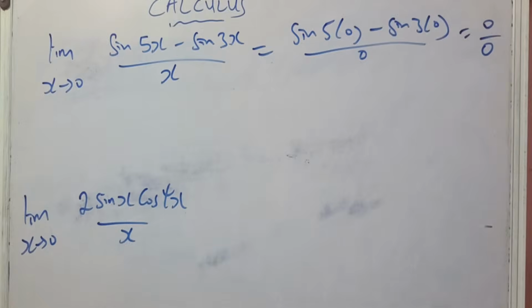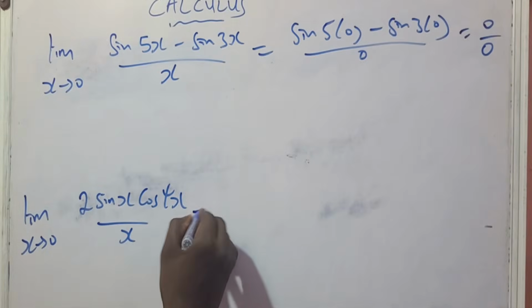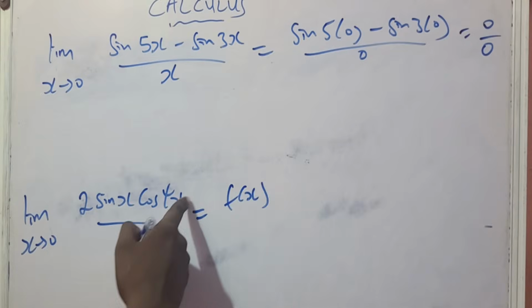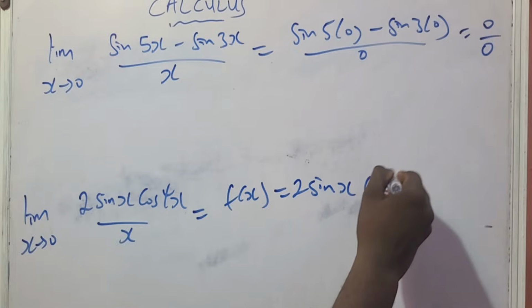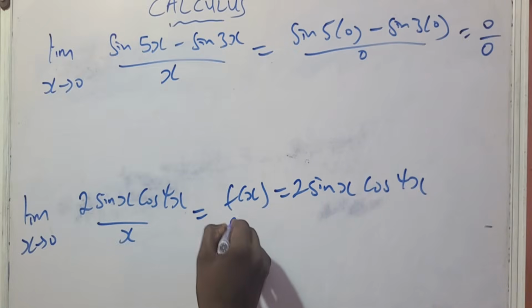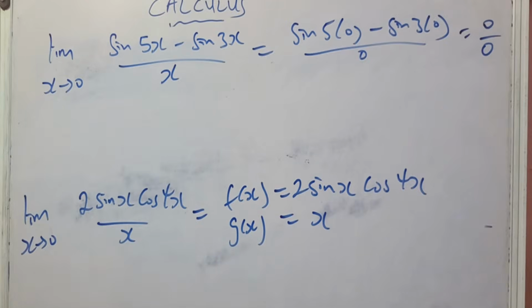Of course, I'll be doing mine right here. So I'm just going to say my f of x, that's my numerator, is 2 sine x cos 4x, all right? And my g of x, which is my denominator, is x. So using L'Hopital, I want to find the derivative of both the numerator and the denominator. The derivative of the numerator is probably going to be the most testy part.